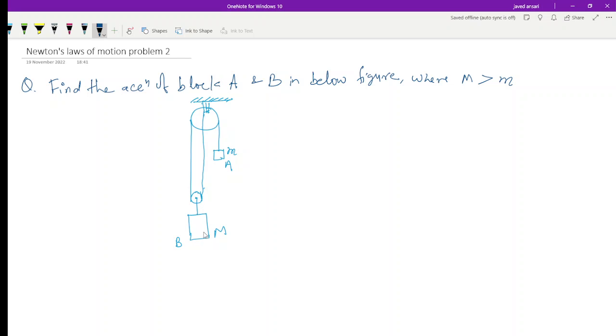What will happen is this body will start falling down, and since this body will start falling down, this string will pull this mass M upward. So B will go downward, A will start moving upward. That is going to be the motion. Okay, so how do we solve such problems? You know, right? We need to draw the free body diagram of each component in the system.